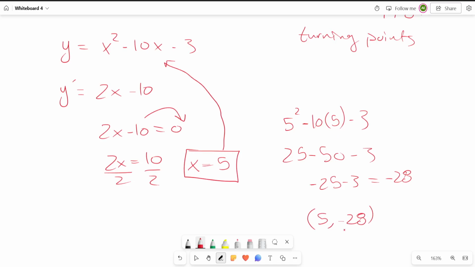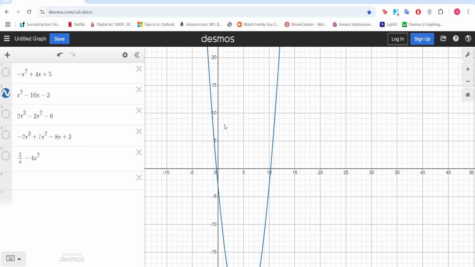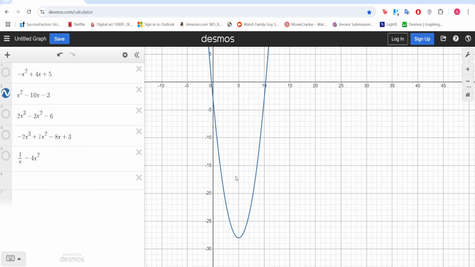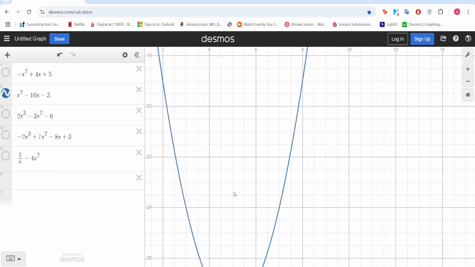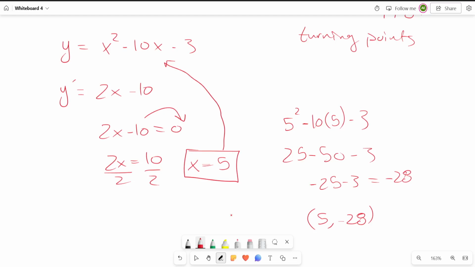Let's test if this is correct. So this right here is the second curve, or the curve we solved right now. And as I can see, my turning point, or the critical point, is at a coordinate value of 5 and negative 28. Okay, so up until now, we know how to find the turning points.